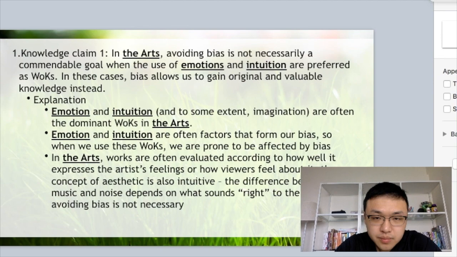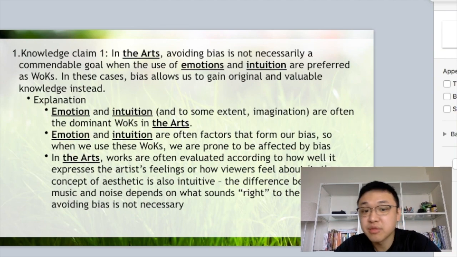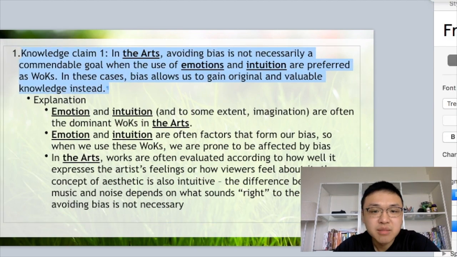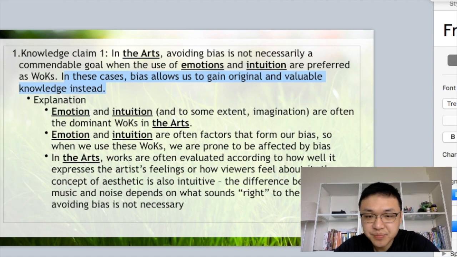So what we would say is that in the arts, avoiding bias is not necessarily a commendable goal when the use of emotions and intuition are the preferred ways of knowing, right? So that's pretty obvious, right? Because in the arts, it's about the emotions, it's about intuition as being the primary ways of knowing. And in these cases, bias allows us to gain original and valuable knowledge instead, right?